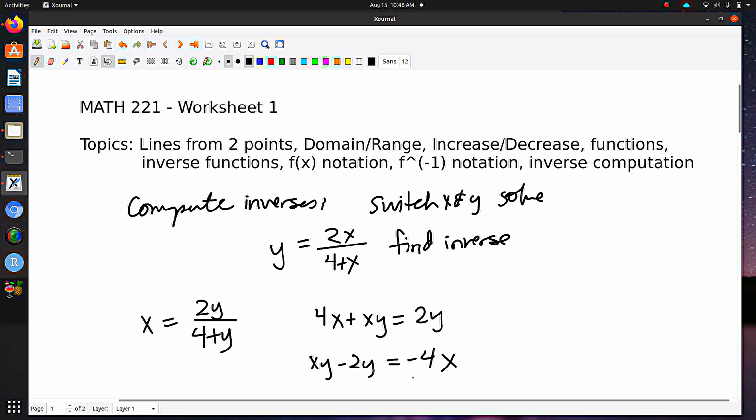This is not the only way to find an inverse function, but it is what you're going to want to use for the exercises in worksheet 1. So this is the most straightforward way of doing this type of calculation. And then you've got yourself an inverse function.